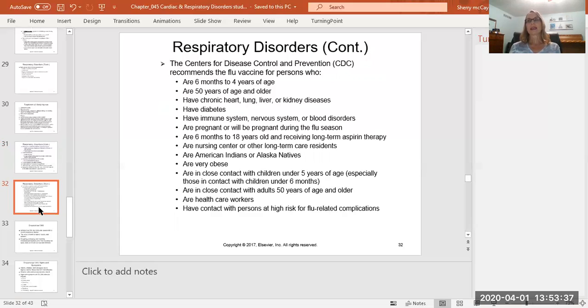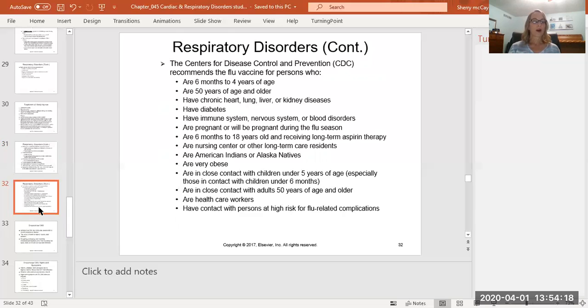So if you're in a nursing home or long-term care facility, they recommend the residents have that. If you are American Indian or Alaska Native, if you are obese, if you are in close contact with children under 5 years of age, especially those in contact with children under 6 months. So if you work in a daycare, for instance, or if you're in a preschool kind of situation. If you're in close contact with adults 50 years of age and older, so if I were working in a nursing home, it was probably recommended that I also have the flu vaccine.